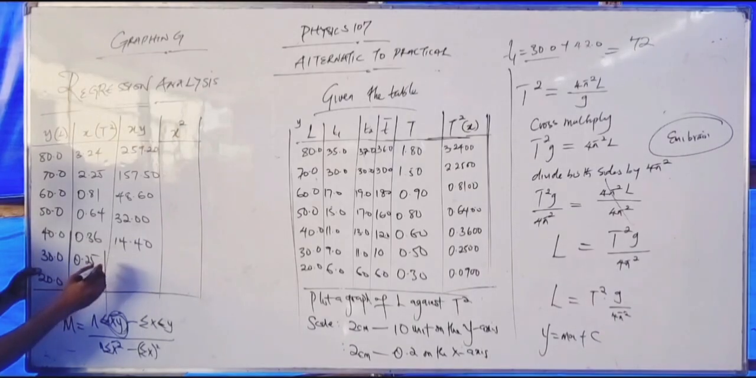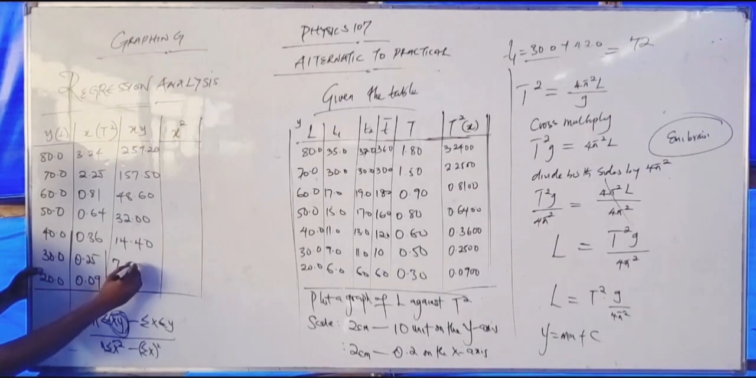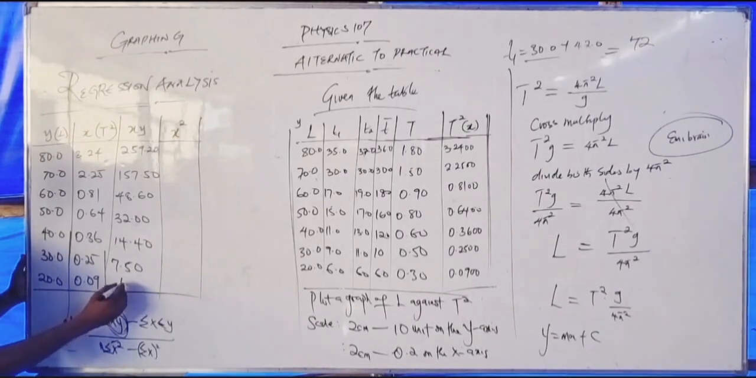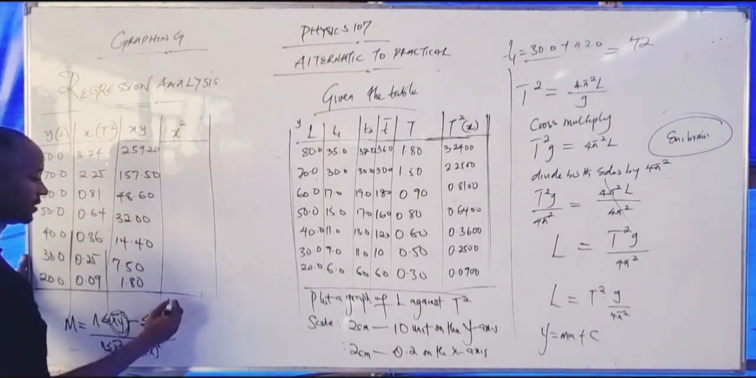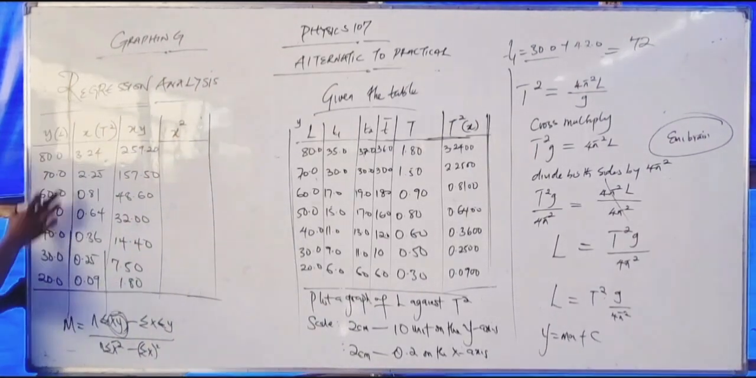7.50. What about this? 1 point what? 80. Now let's evaluate our S square. Someone else should be calculating the sum of what? Y for me.